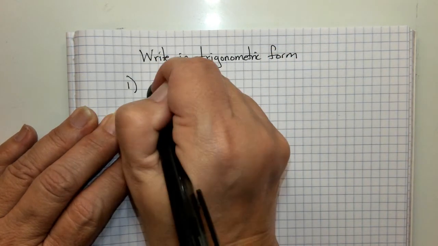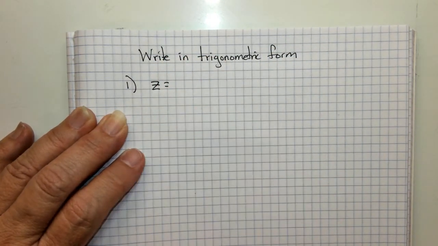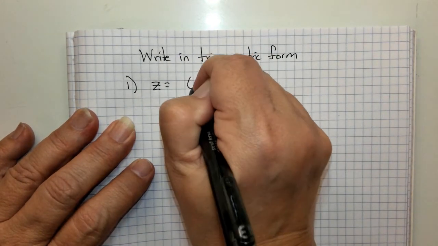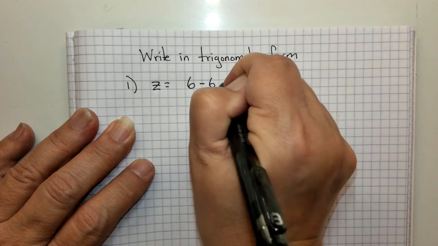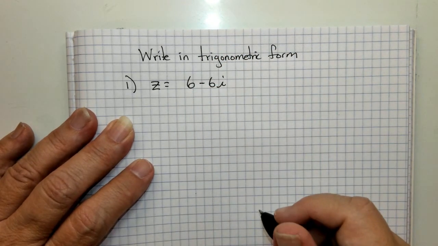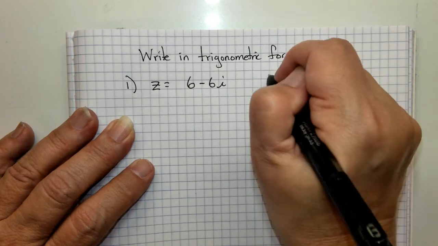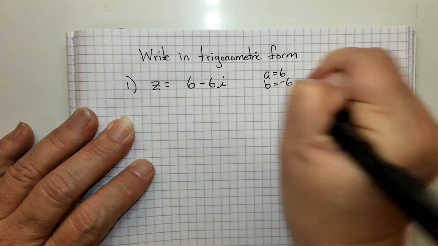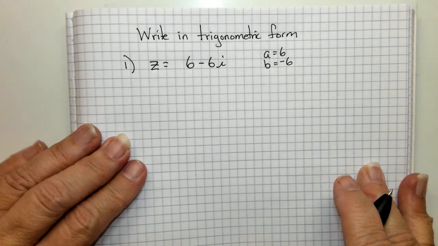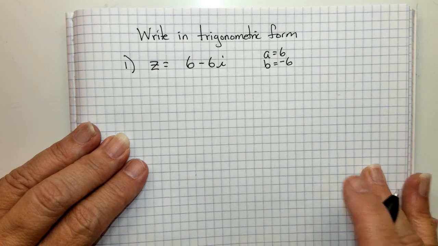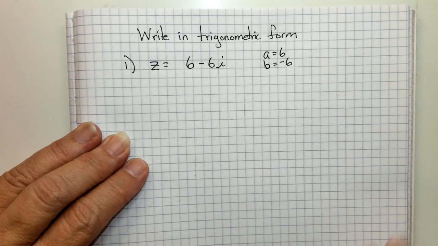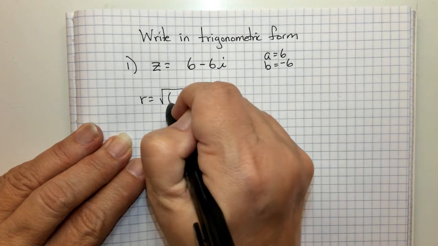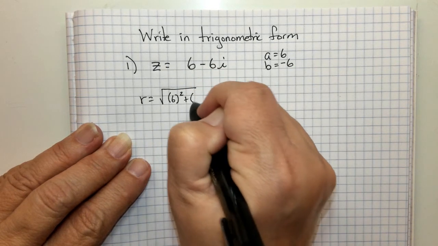So if I have the complex number z, and we tend to use z for complex numbers here, that's just a common variable, 6 minus 6i. Our value for a is equal to 6. Our value for b is negative 6. And so if I want to write that in trigonometric form, I need to find r and I need to find theta. So r is equal to the square root of a squared plus b squared.